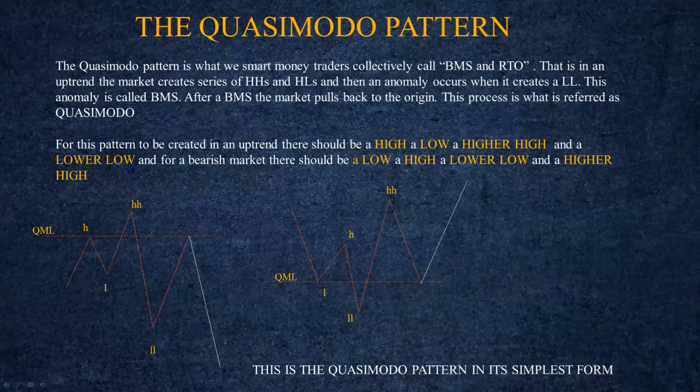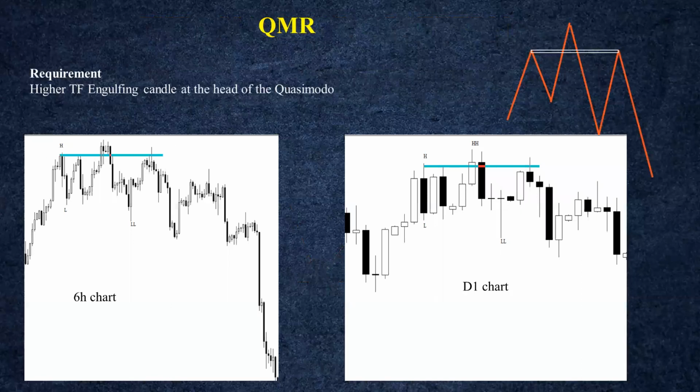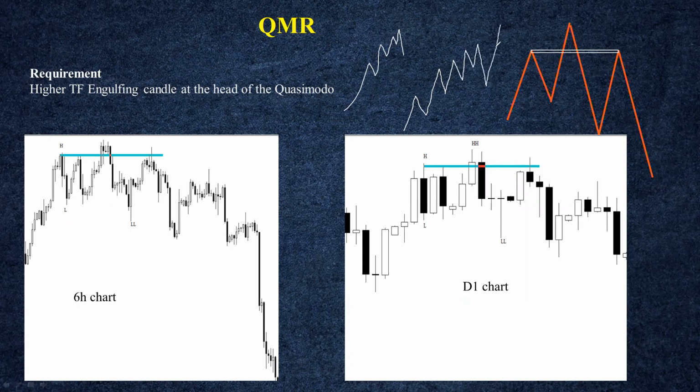Okay, so now we are looking at how we are going to confirm this. How do you confirm if a Quasimodo is valid? How do you confirm if a breaking market structure is valid? How are you confirming that this BMS is valid? Because on occasion you can see that the market is going in an uptrend, it breaks, and then continues.